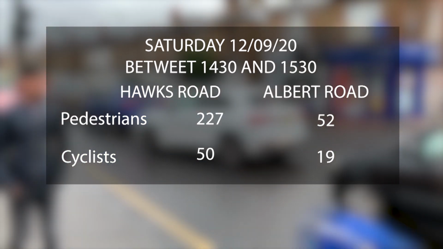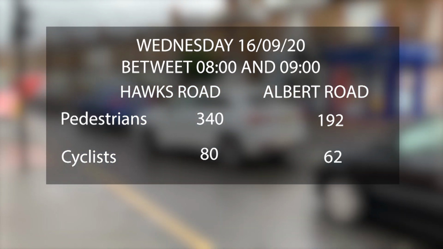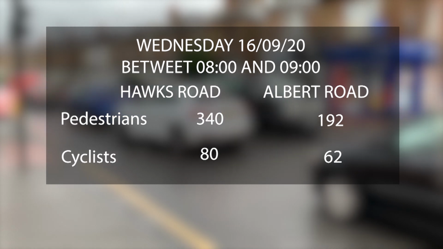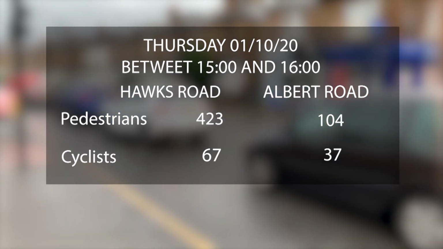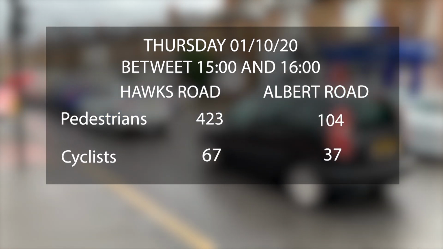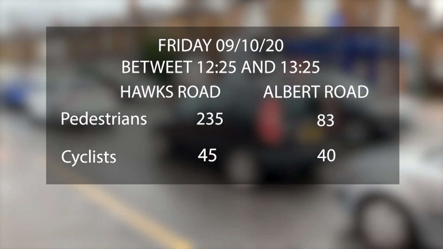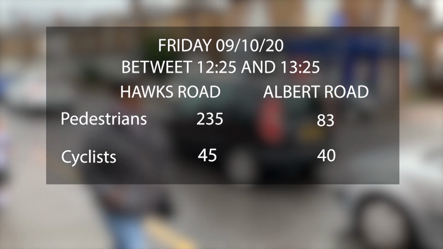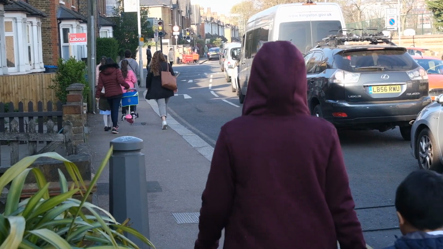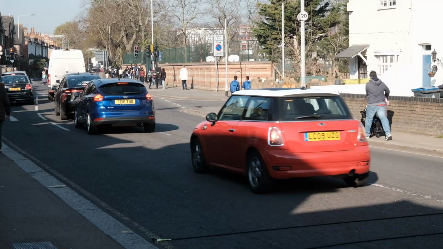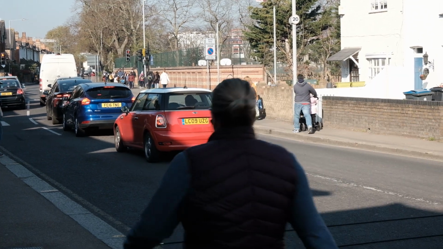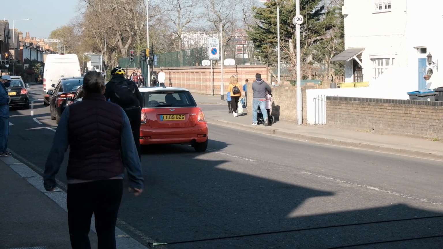A simple survey taken at any time of day on any day of the week will find that substantially more pedestrians and cyclists use Hawkes Road than the roads within the LTN. Hawkes Road has always been a busy route for road traffic, but it is also one of the busiest pedestrian routes in Kingston. It is for many local people the most direct route into the town centre.